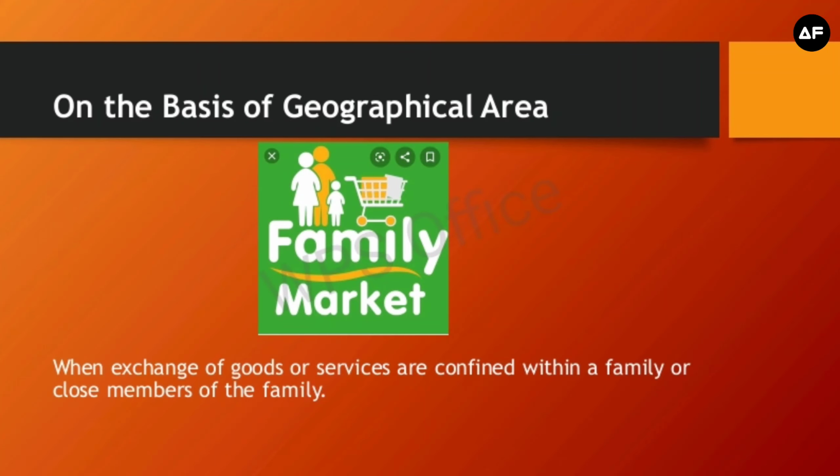Let's look into the classification of market on the basis of geographical area. This basis is again divided into two types of market, that is family market and local market. Let's see what a family market is. A family market is a market which exists within the family or close members of the family. The exchange of goods and services is confined or limited within the family members only. Such a market is called a family market.